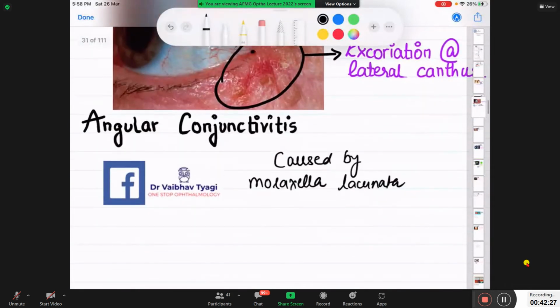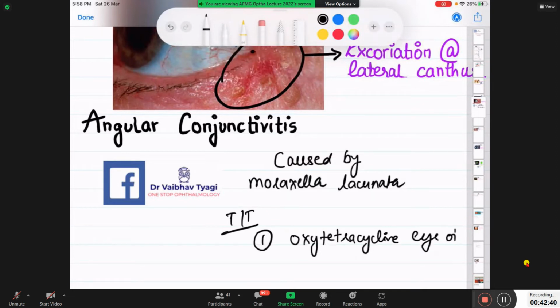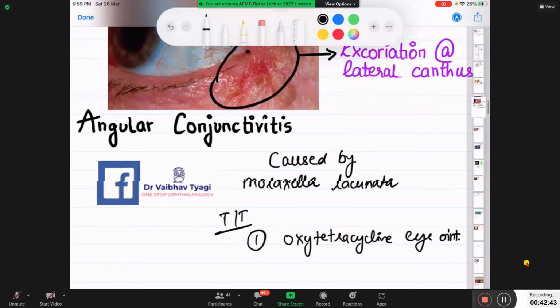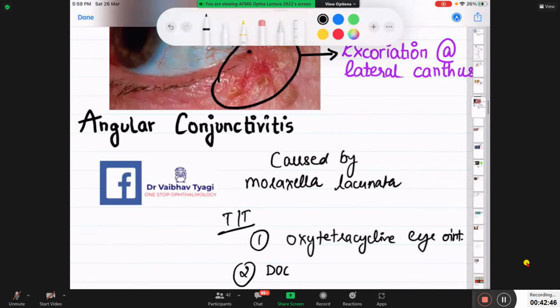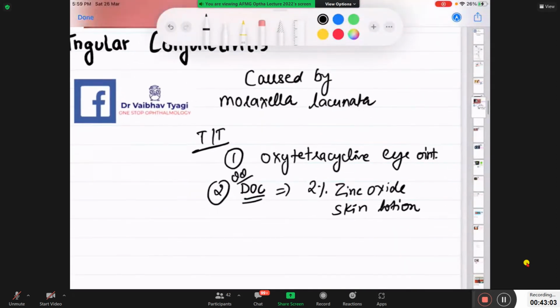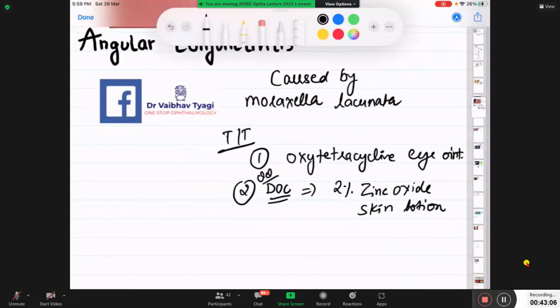Next important question asked is on treatment. First, write down what you give: oxytetracycline eye ointment. And if they ask which is the drug of choice, the answer will be 2% zinc oxide skin lotion.